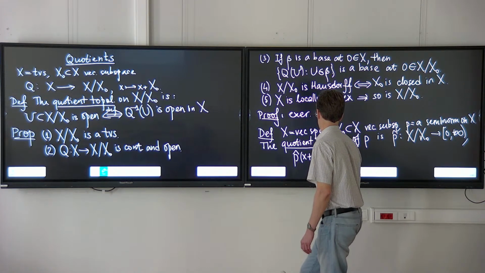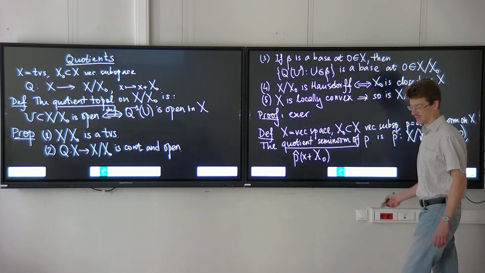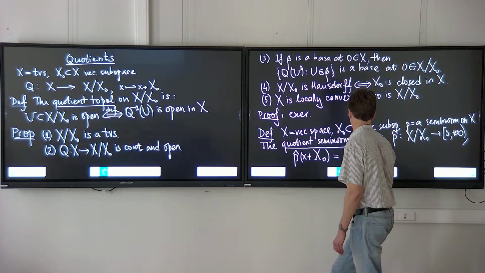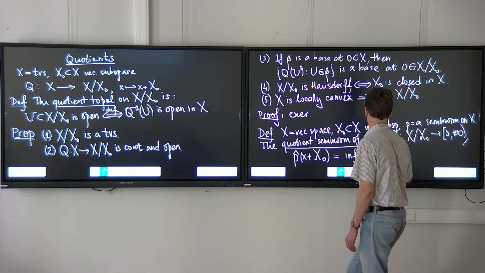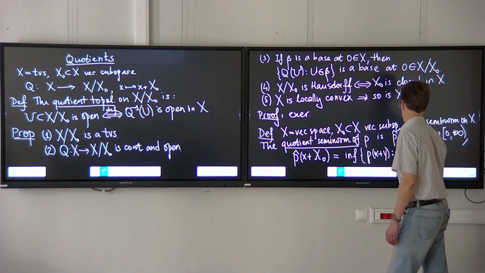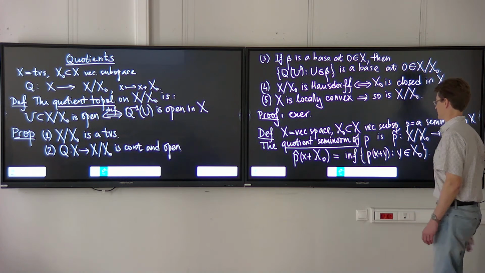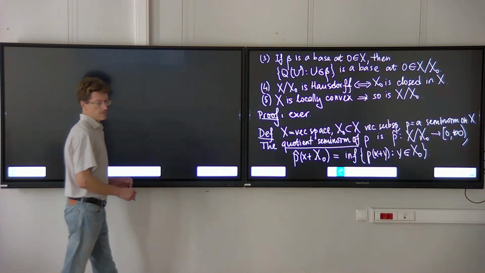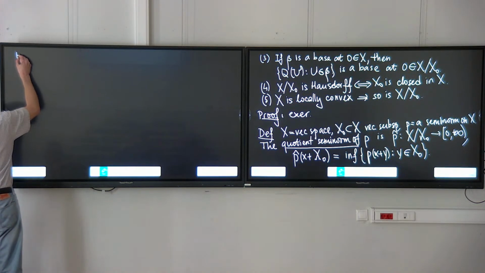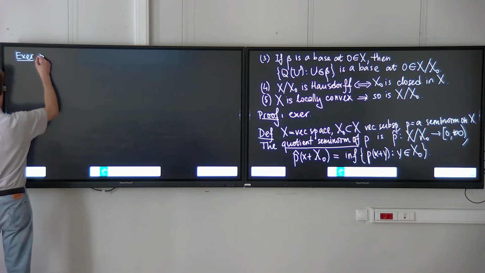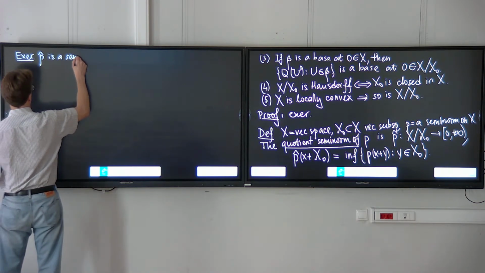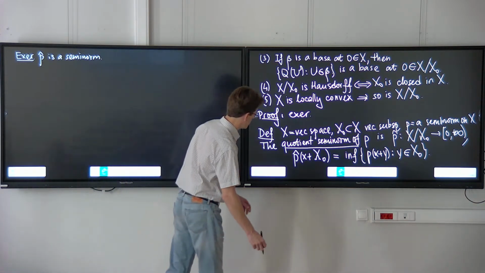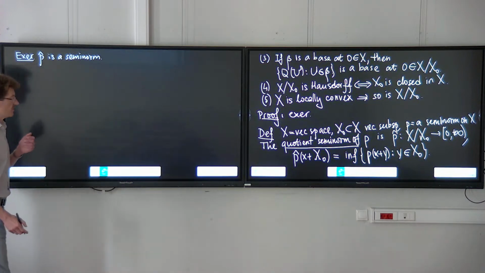If we take an element of the quotient in the following form, where little x is a representative of this element, and we take the infimum of P of x plus y, where y runs over X0. So this is the quotient seminorm of P. It's straightforward to show that P hat is indeed a seminorm. So this is the quotient seminorm, and it actually has a nice geometric meaning.